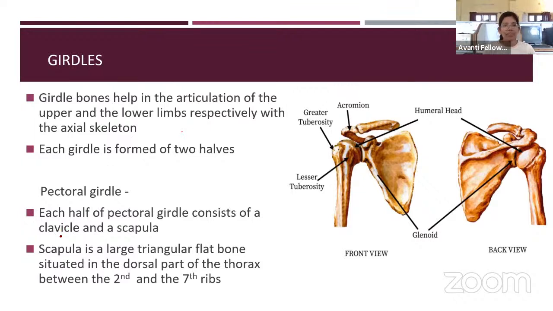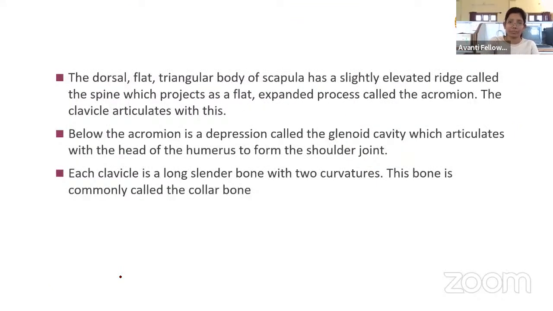Okay. So clavicle and the scapula. The scapula is the triangular bone at the back side. This triangular bone is called a scapula. The one more is the clavicle bone. The scapula is present on the dorsal side, which is the back side, between the second and the seventh thoracic ribs or the thoracic vertebrae.